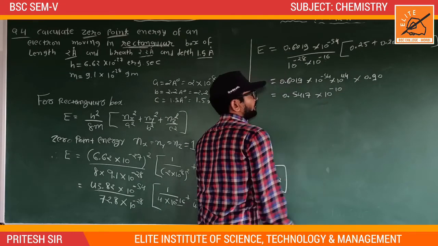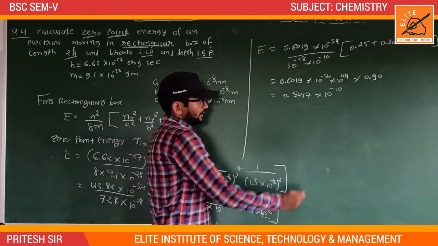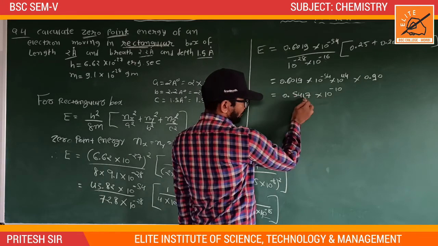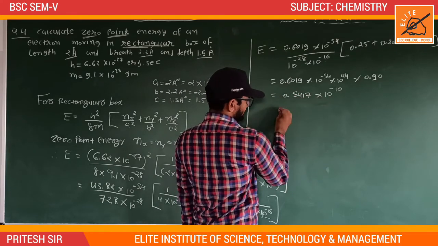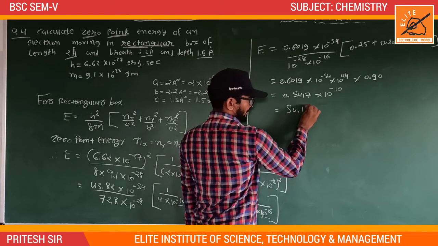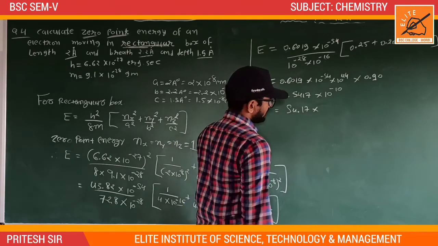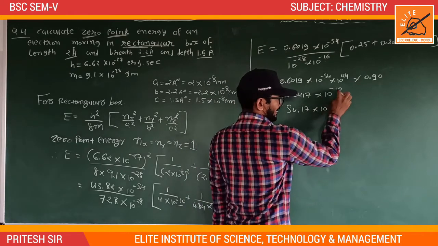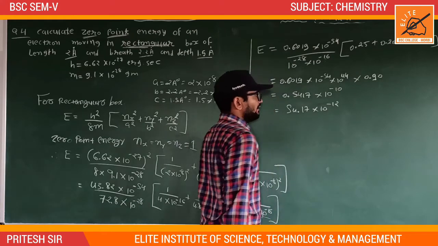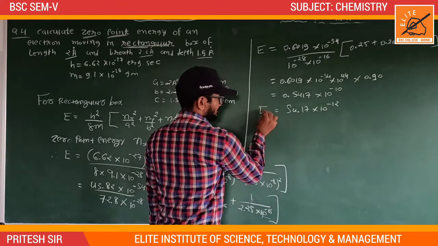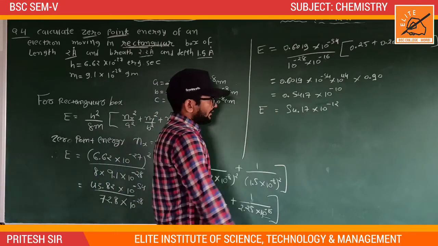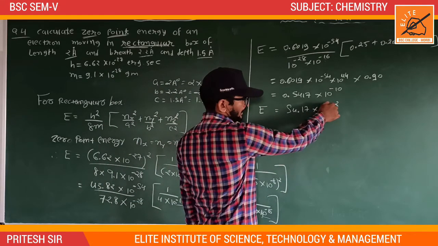Okay, so if I move 2 points to the right side, at that time 54.17, it means 10 to the power minus 10 minus 2, it means 10 to the power minus 12. Okay, so the final equation of energy is equal to 54.17 into 10 to the power minus 12.